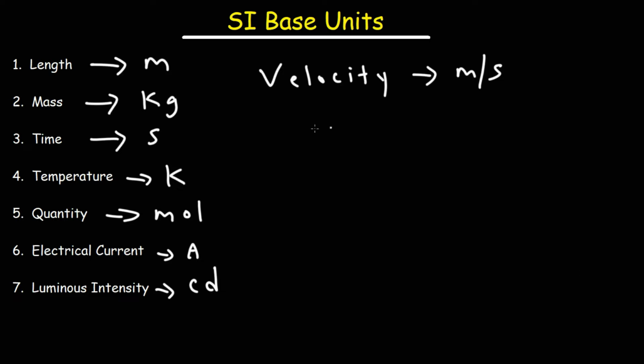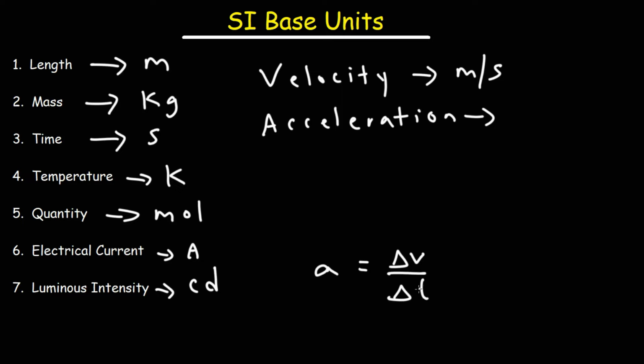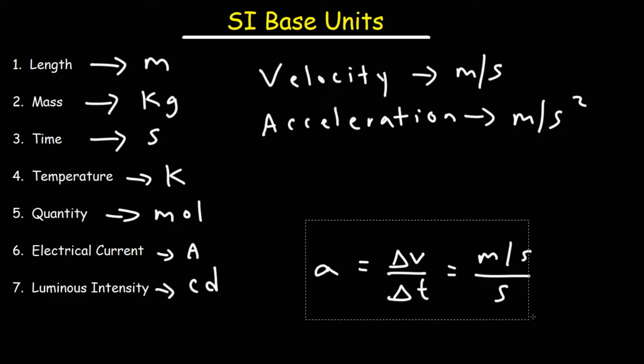Now, what about acceleration? That's a very common topic in physics. Acceleration is the change in velocity divided by the change in time. Velocity is typically measured in meters per second and time is in seconds. So when you take meters per second and divide it by seconds, you get meters per second squared for the derived unit for acceleration.